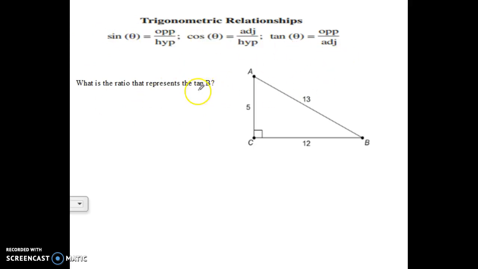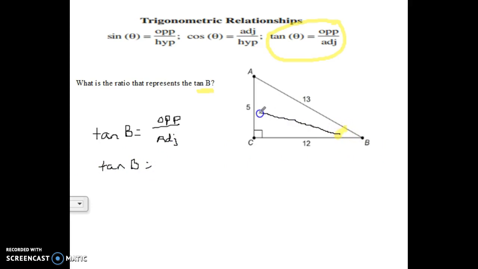Let's make sure we know the tangent of angle B. All right, so here's angle B. Here is our tangent ratio, so use the right ratio. Tangent of B is equal to the opposite side over the adjacent side. And so let's take a look. For angle B, what is our opposite side? Our opposite side is going to be AC, and our adjacent side is going to be BC.